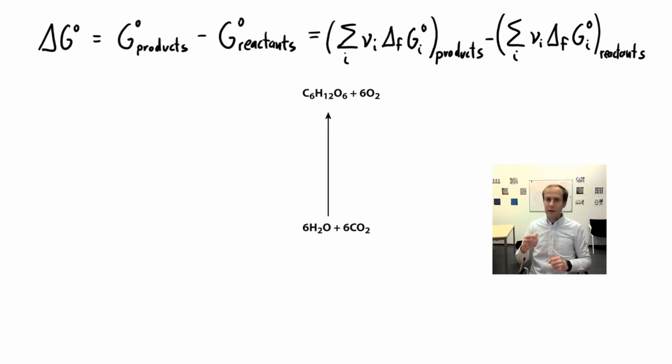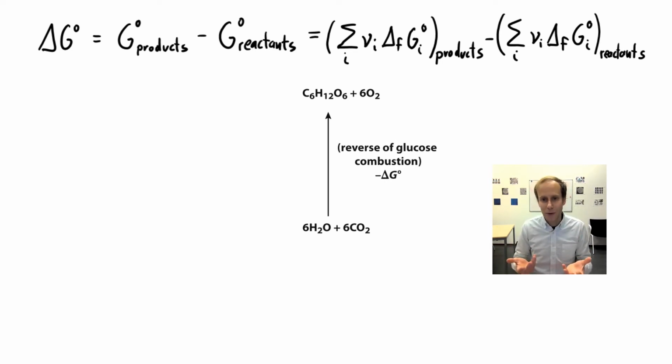It can be carried out in a laboratory in a so-called calorimeter, and then you can measure in the calorimeter the free energy of combustion. But the reaction that we look at here now is actually the reverse of the glucose combustion, so we call it minus the free energy change of combustion. Okay, so now to calculate that value for the free energy of combustion or the reverse free energy of combustion, what we need to do is to evaluate the formula. So first we need to multiply the stoichiometric coefficient of each product times its corresponding free energy of formation.